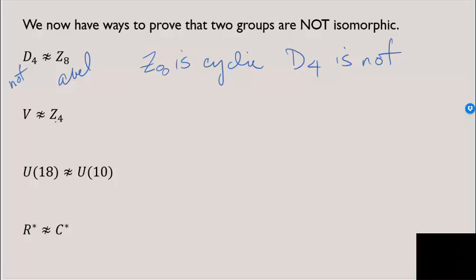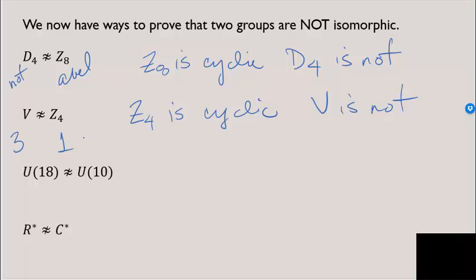The Klein 4 group is not isomorphic to Z4 because, well, we could say Z4 is cyclic and V is not. They're both abelian, yes, but V has 3 elements of order 2, and Z4 only has 1 element of order 2. They're not isomorphic.